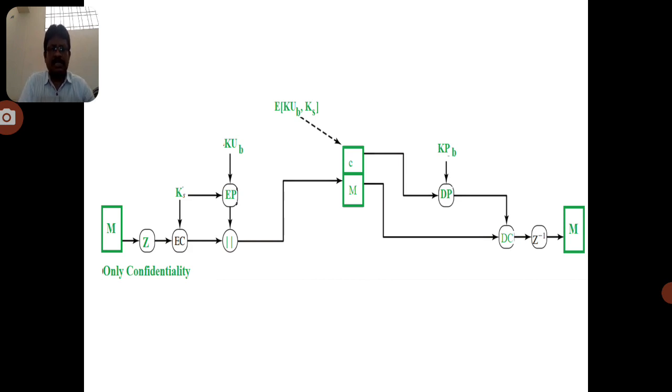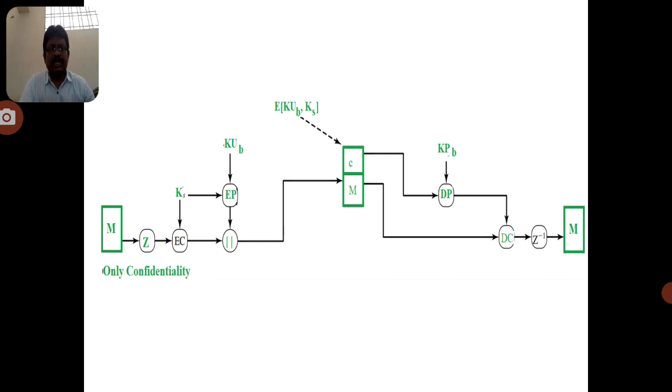Take the original message M and apply the ZIP function, that is Z. Whenever we apply the Z function, the ZIP algorithm, the total message is compressed. Once it is compressed, we apply conventional encryption, here it is EC. EC is nothing but the conventional encryption. Using the session key KS, a random key, this compressed message is encrypted with conventional encryption with the help of KS.